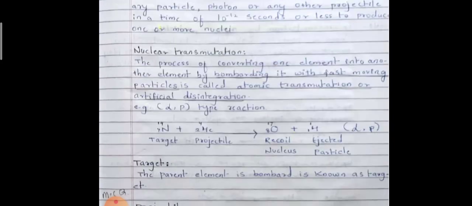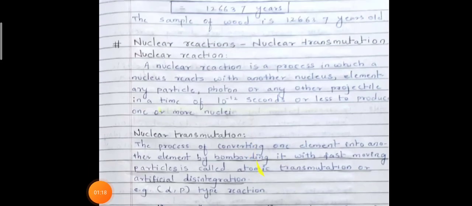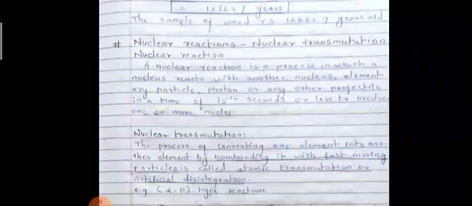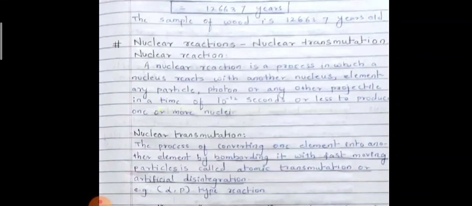An example is given here. What is a nuclear reaction? What is a transmutation? Transmutation is the process by which the nuclei of one element will convert into nuclei of another element by bombarding with fast moving particles.